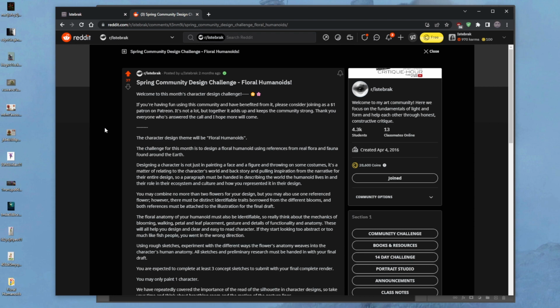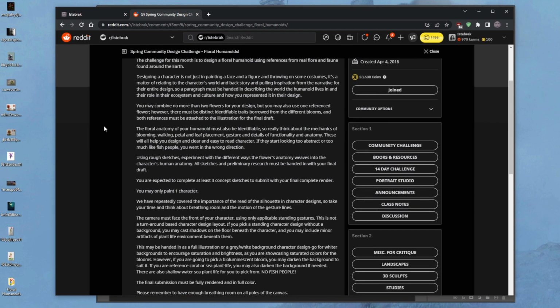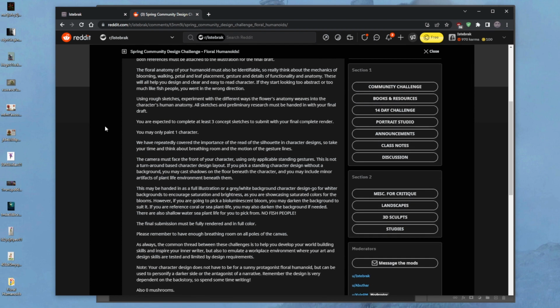Some of the restrictions were that it's not supposed to look like a cosplay or a costume, that it was supposed to look like it is constructed of the same organic material that the flower is made out of, that you're supposed to do a lot of research and sketching, that for the structure of the illustration, you're supposed to pick gesture thumbnails and experiment with different ways to distribute space and shape language around the character design.